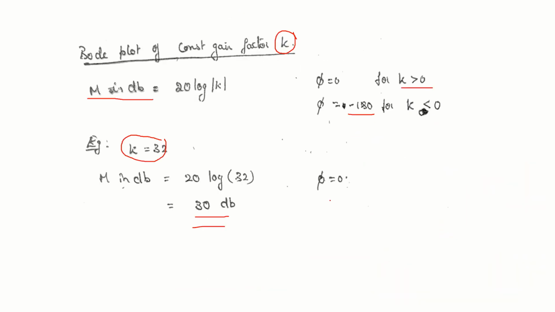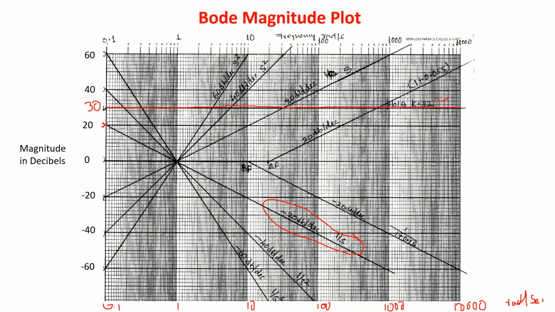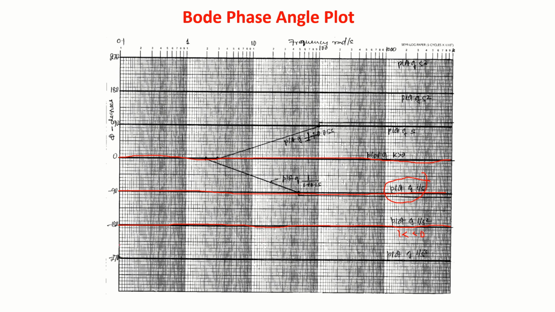So same thing I have plotted here. When omega is 0.1, magnitude is 40 dB. Minus 40 dB per decade. Join these 2 points and plot. Plot of 1 by S square. Correct. And minus 180 degree line. Okay. Again minus 180 degree line.